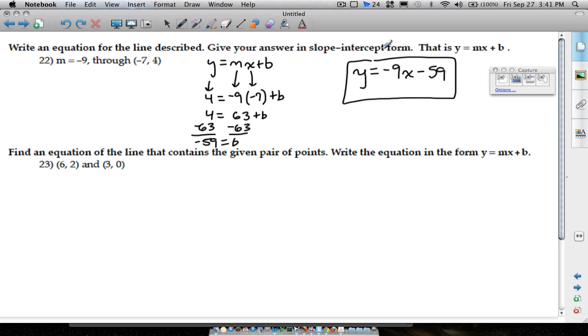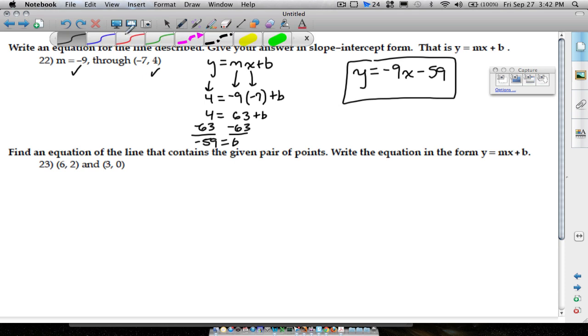And just to throw this out there too, a way to check your work real quick is to just plug that point back in and see if it works out. Well, first of all, this line has a slope of negative 9, which meets that condition, so that's good. And then let's just hash this out one more time. If we plug in that negative 7 right there, negative 9 times negative 7 is a positive 63. 63 minus 59 gives us a y value of 4. And notice it does satisfy that point.